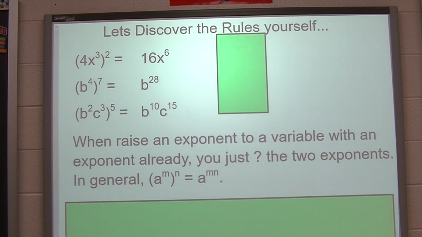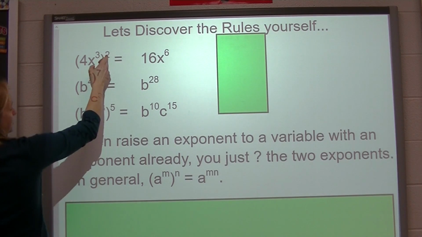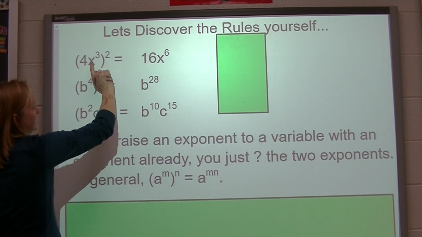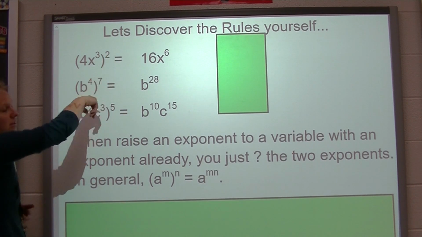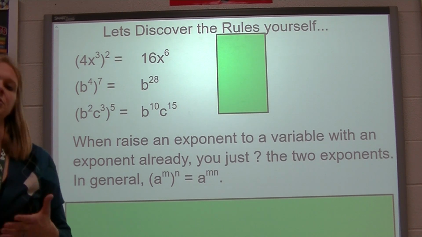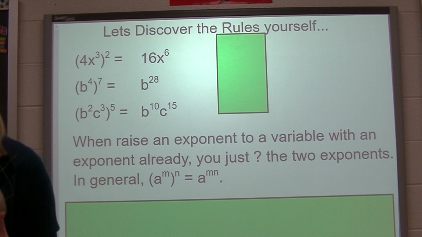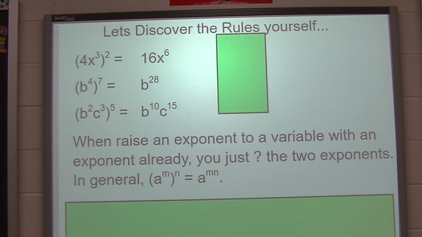Now this doesn't mean we disregard what we did in the previous property, which is where this exponent goes to both terms. It's still going to go to both terms. 4 squared gives us 16, and x cubed squared is going to give us x to the 6, because 3 times 2 is 6. Okay, so all properties apply. It's not just some of them. All properties apply in every case. It just depends on what you're given.